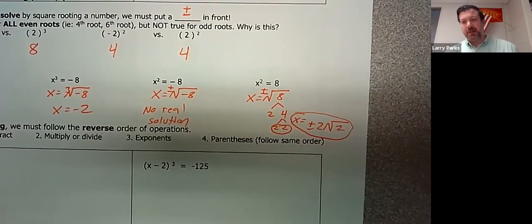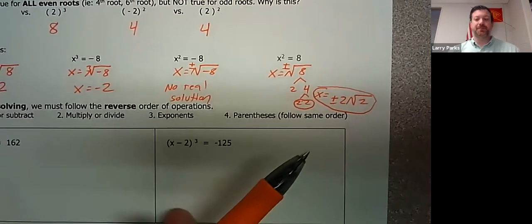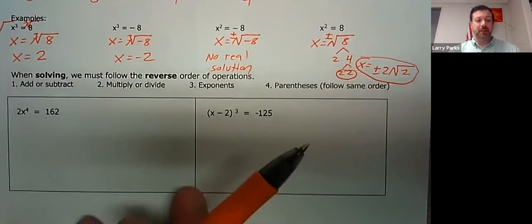So there's 2 things that make it true. And the reason why there's 2 things that make it true is because when you square something, it always makes it positive. So there's 2 ways to get positive 8. Okay.